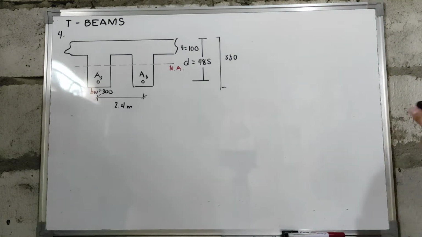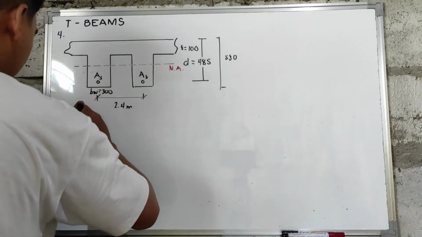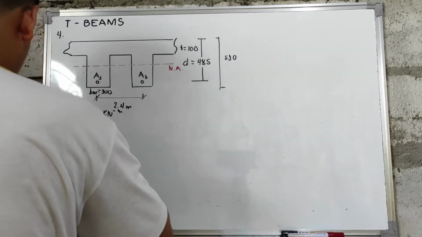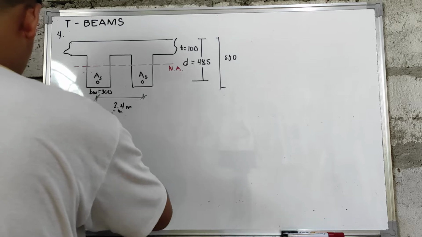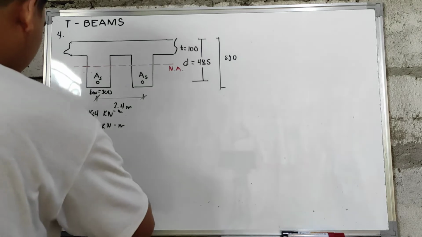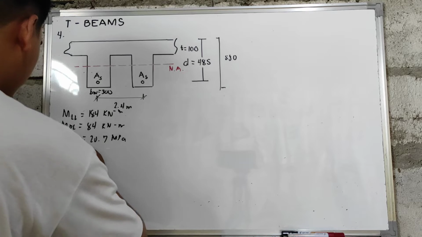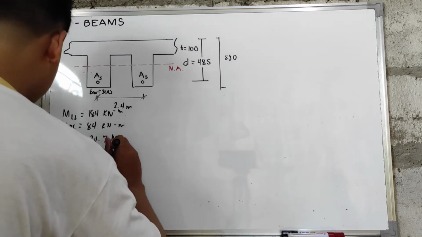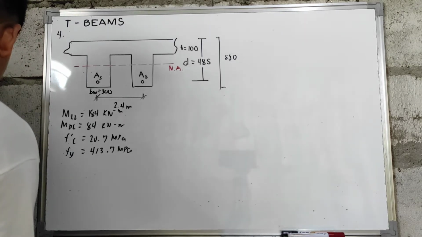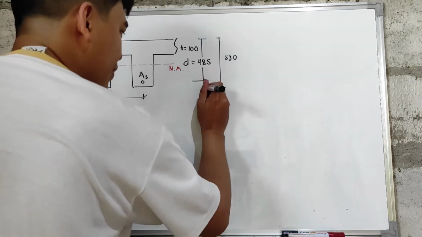The beam carries a live load moment of 184 kilonewton meter. So we have M live load, 184 kilonewton meter. And a dead load moment of 84 kilonewton meter. We have a value of your F prime C which is equal to 20.7 megapascal, the value of your Fy which is 413.7 megapascal. And we're going to assume that our steel covering, or from the centroid of your reinforcement, is 65 mm. So 65 mm daw to.